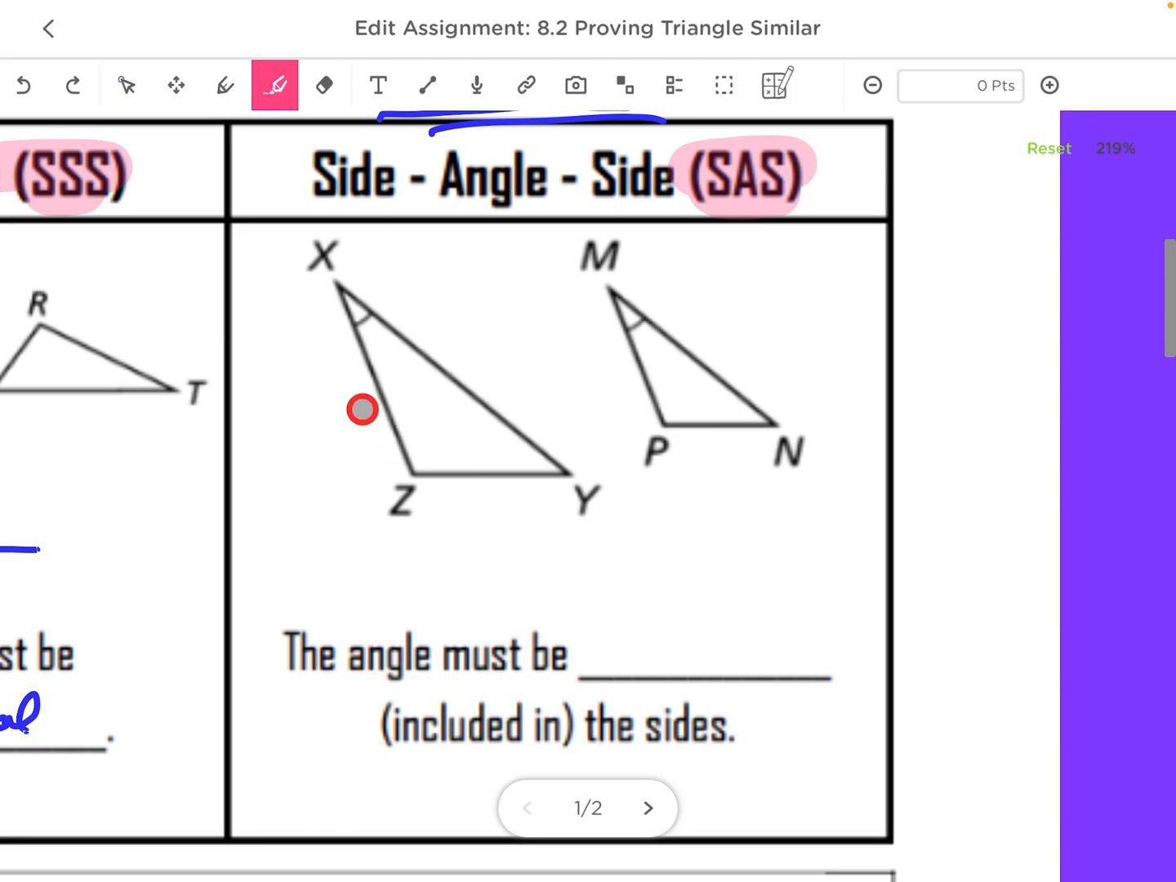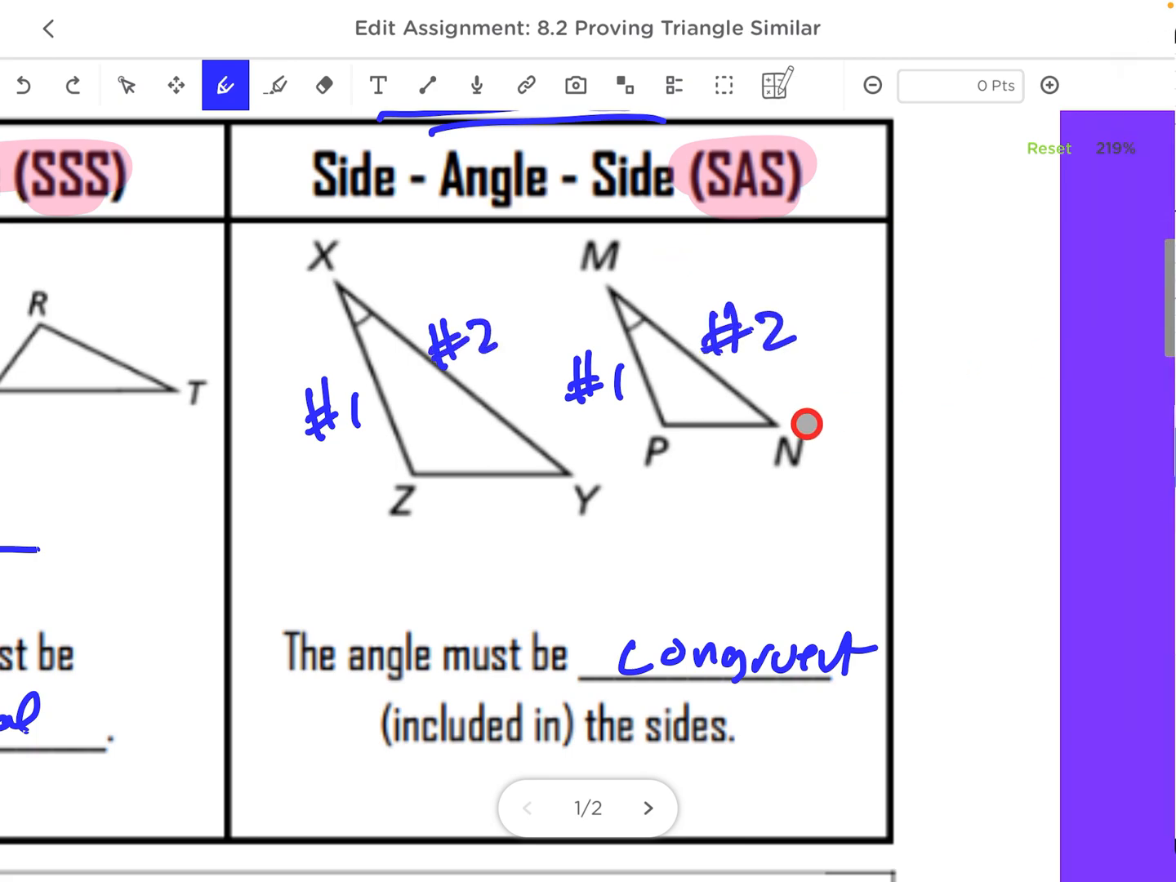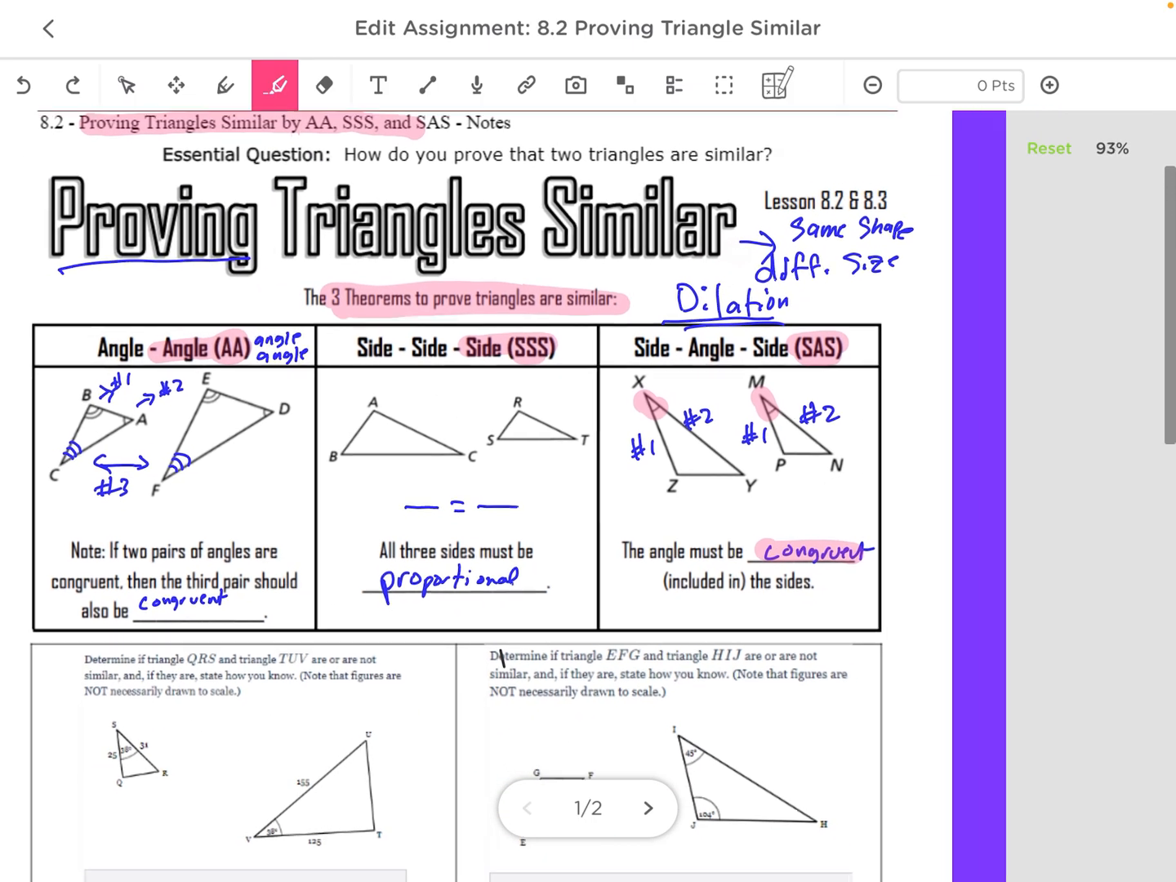If we know that, for instance, this side right over here and this side are proportional, and then this side and this side are proportional, and this angle is in between, it has to be congruent, including those two sides. We'd say side, angle, side. So if this side number one was congruent with this side over here, and then side number two, not congruent but proportional, and this angle in between is congruent, then we could say side, angle, side. Those are the ways that we can prove it.